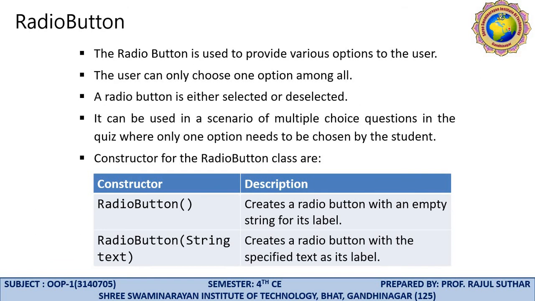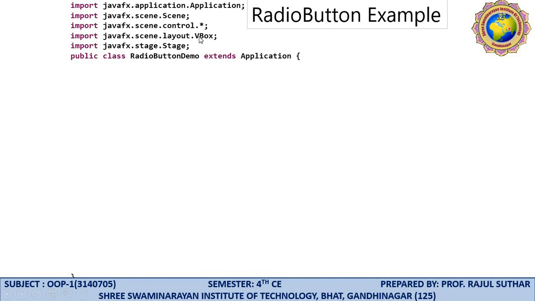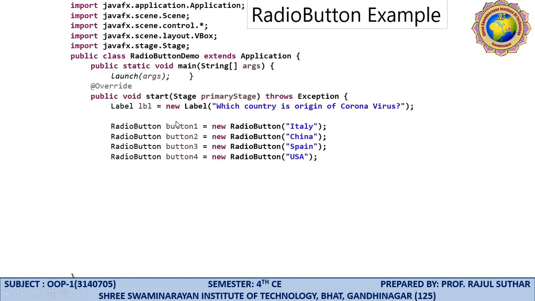For that, construct a radio button. RadioButton() creates a radio button with an empty string for its label. RadioButton(String text) creates a radio button with the specified text label. Okay, you can create the object in this way.